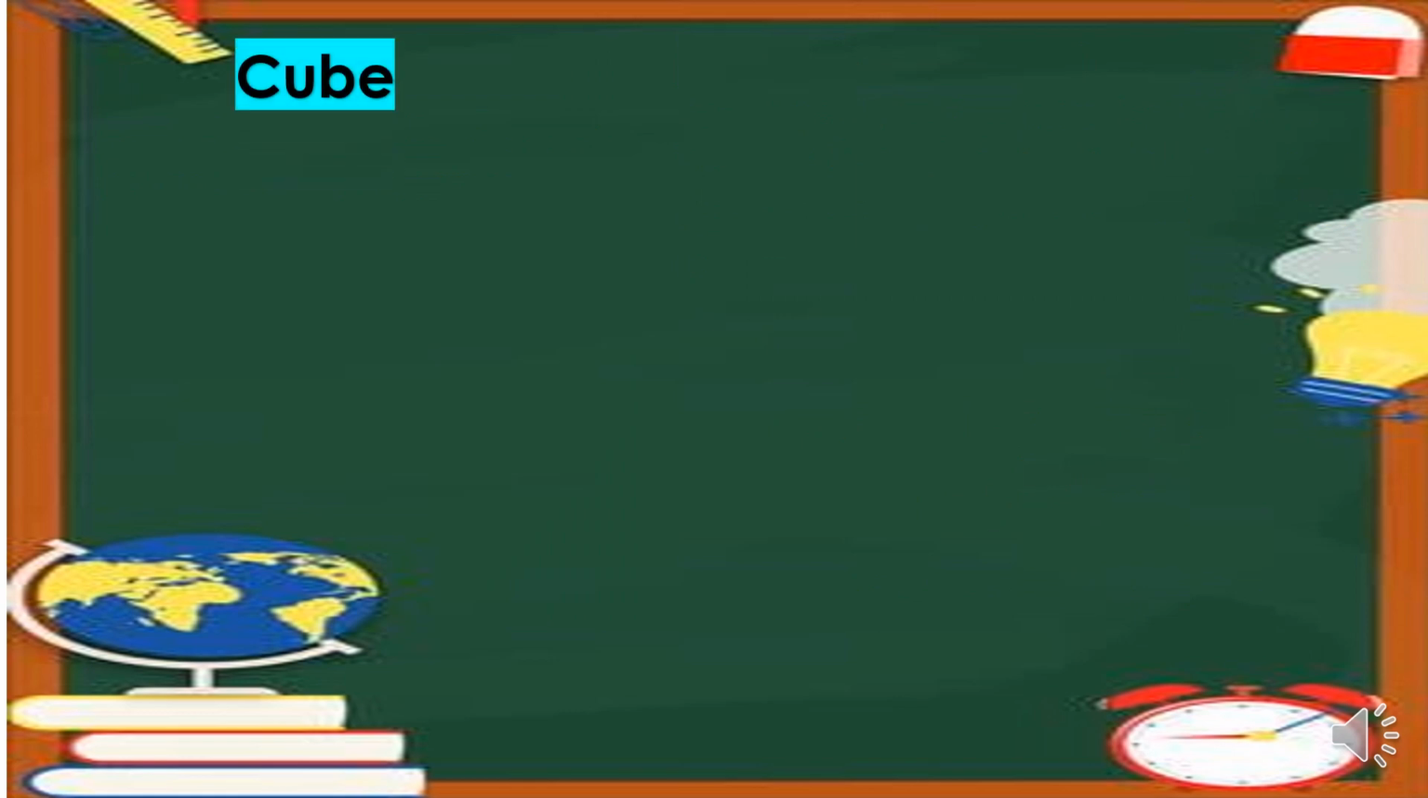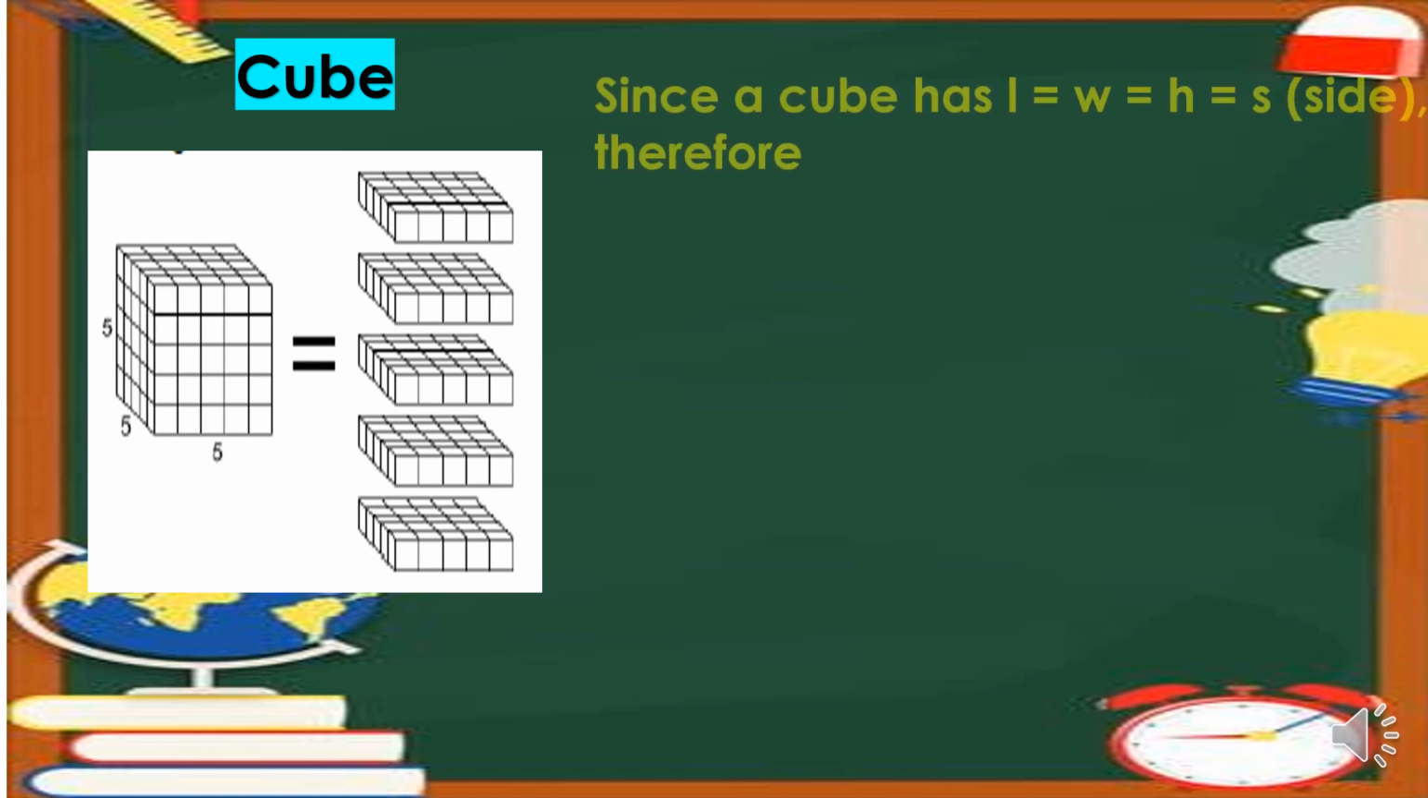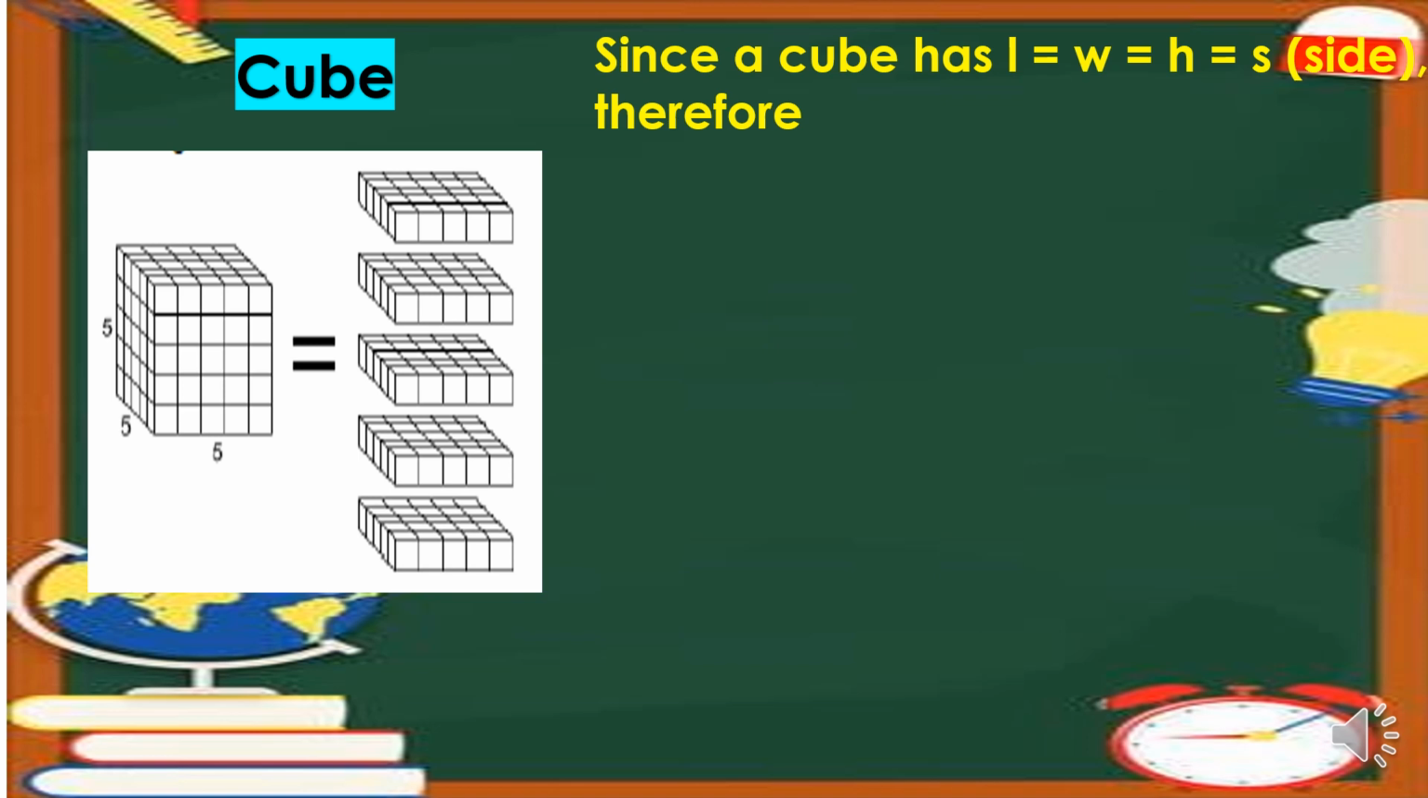Okay, so let us have the cube. This is the sample of a cube, and this cube has length, width, and then height for the sides. Therefore, the formula that we are going to use is V equals S cubed, or V equals S times S times S. And the sides have 5 units.